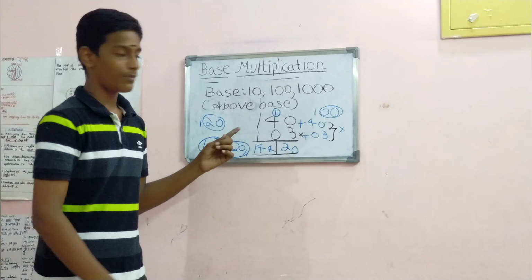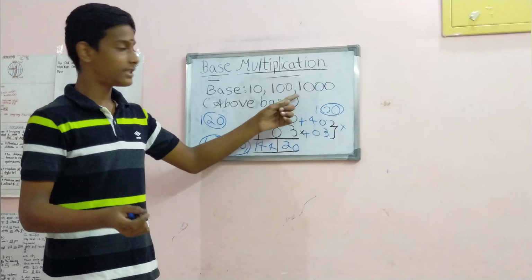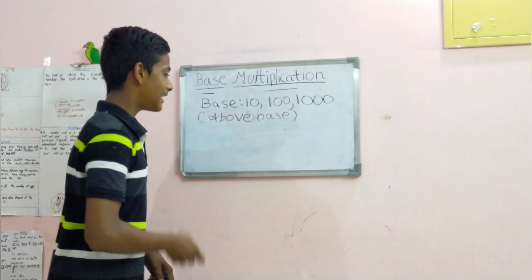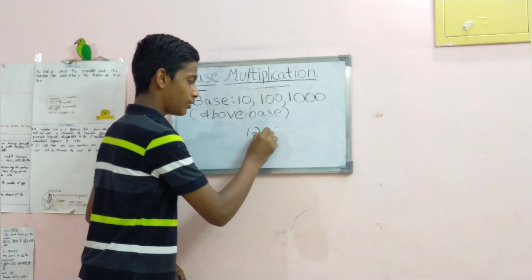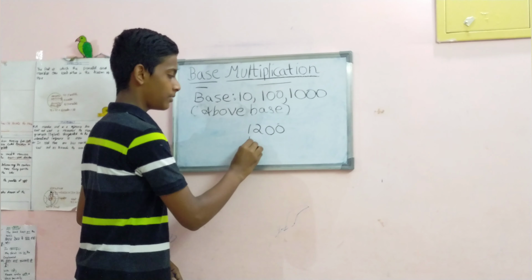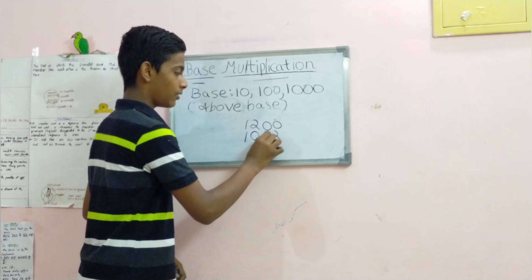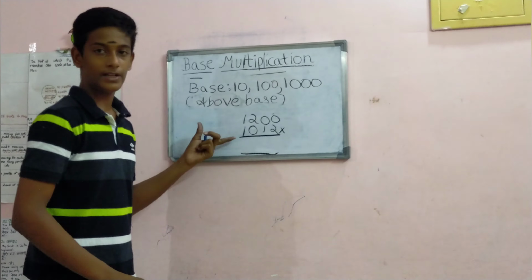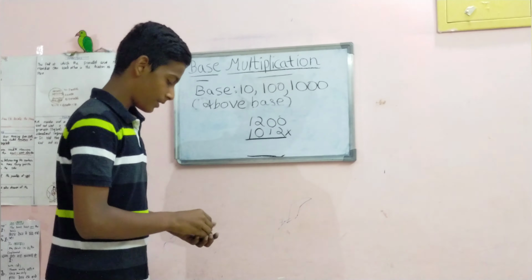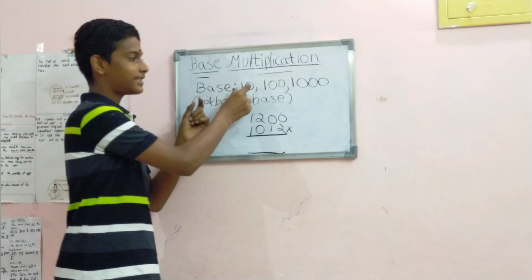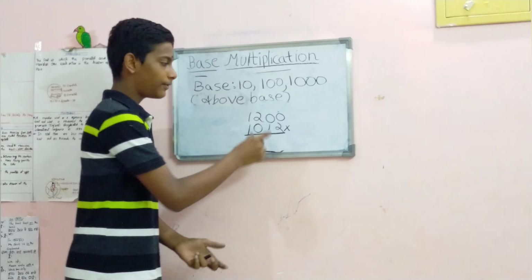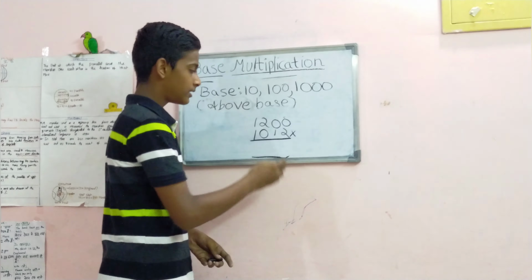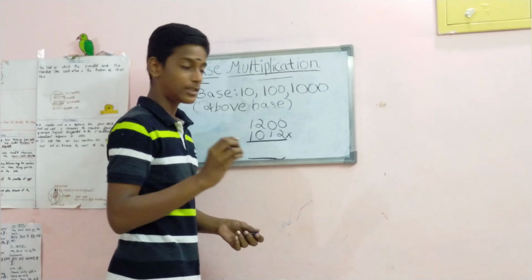Now let's see one more sum, another one in base 1000 above base. Base 1000, let's take an example: 1200 into 1012. Oh, that's a large number, right? But using Vedic maths, you can solve it within no time. Similarly, as we did in base 10 and base 100, we first identify the nearest primary base. Here it is 1000.